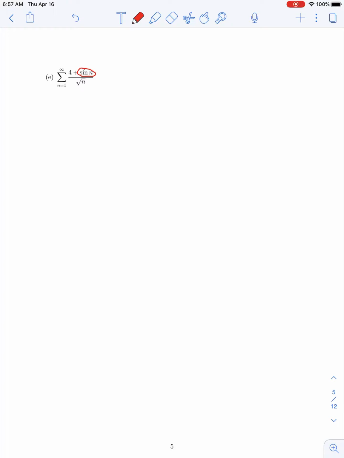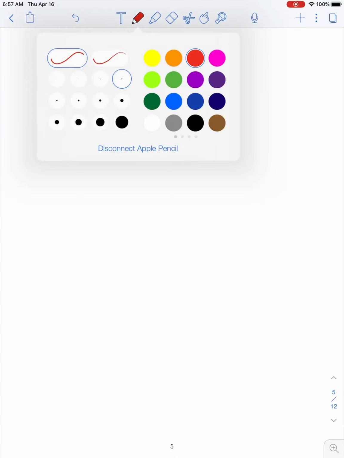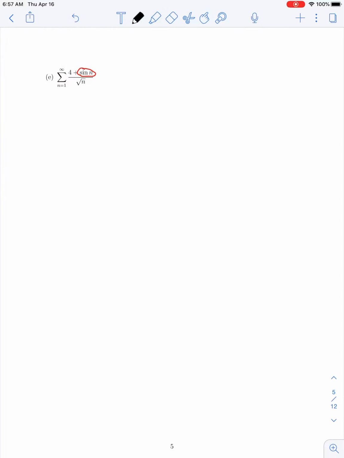So if we want to compare this with 4 over n to the 1/2, or a p-series of the form constant over n to the 1/2, well, we know that series diverges, so we need to show that this series is even larger than the series that we're comparing to. So in this example, we would want to make sine of n as small as possible, so that this series would be larger, and we could get a result from the direct comparison test.